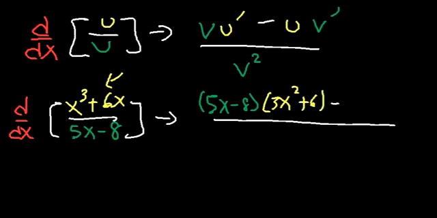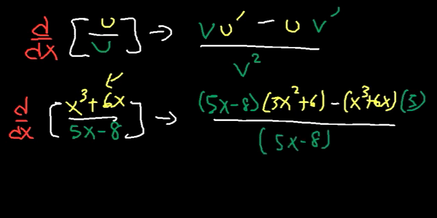And then minus u, which is the original x cubed plus 6x. And then times v prime, which is the derivative of 5x minus 8, which is simply 5. All divided by v squared, which is 5x minus 8 squared. Now, at this point, some teachers will allow you to leave the answer like this. Others will want you to distribute, FOIL, combine like terms, and everything else.